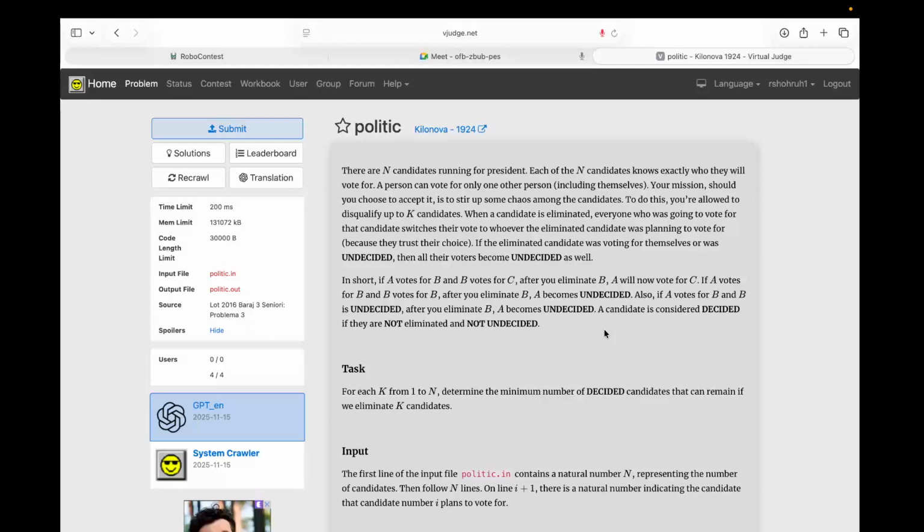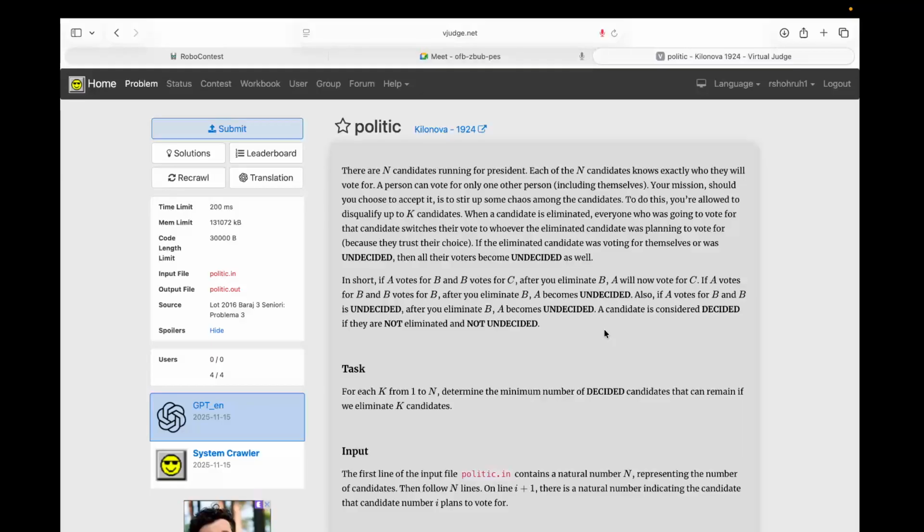If we are to eliminate any one person from the race, like let's say we eliminate this person over here, then maybe they become undecided. I think they are technically undecided because they are eliminated. Yeah, they are considered decided if they are not eliminated. Okay, but every other person can just skip them on the chain.